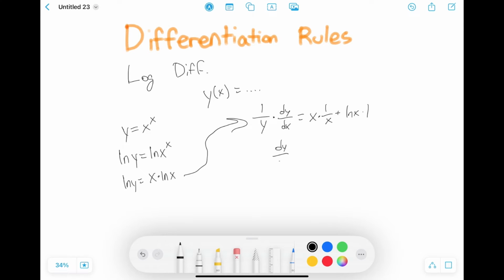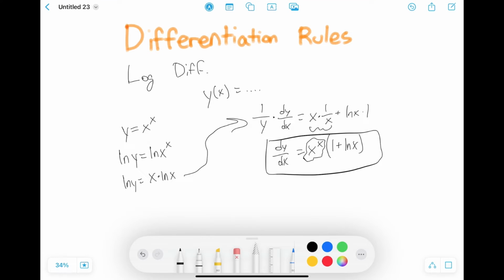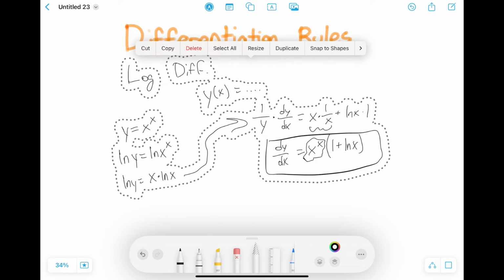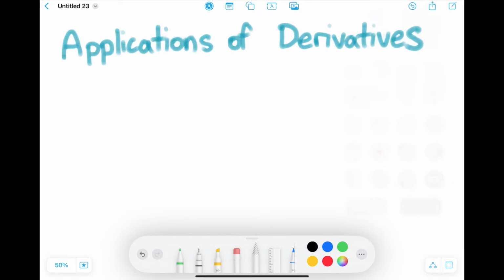Then we can just multiply that y over and substitute. This is equal to x to the x times, this is just 1 plus ln x. And then we get the derivative for x to the x without having to worry about how complicated this function could be. And those are basically all the different rules you need to know for differentiation.